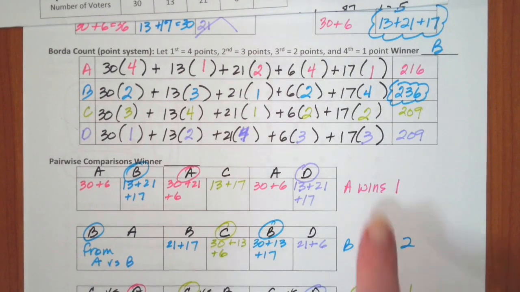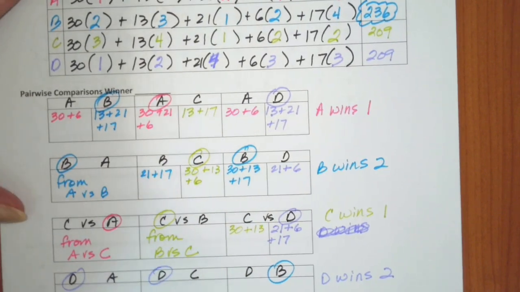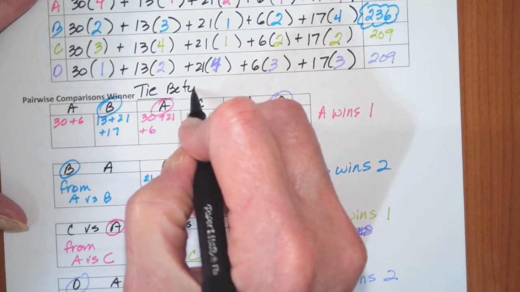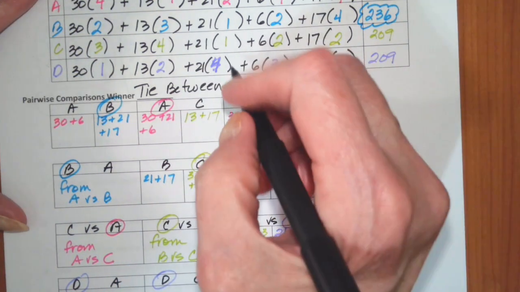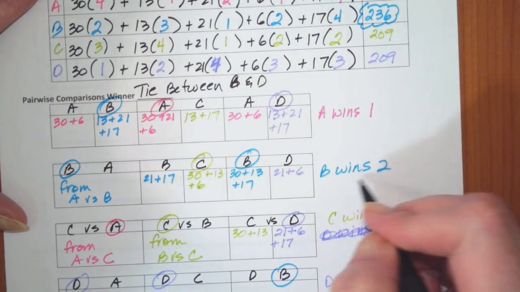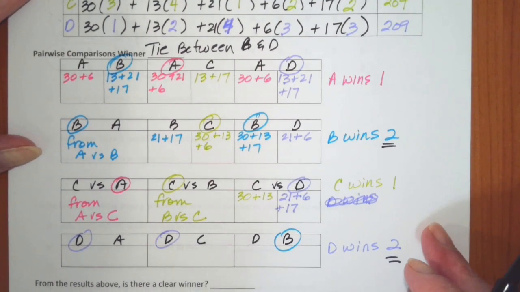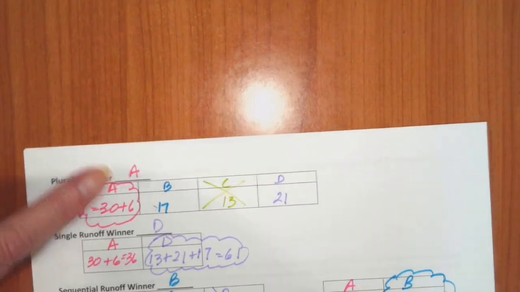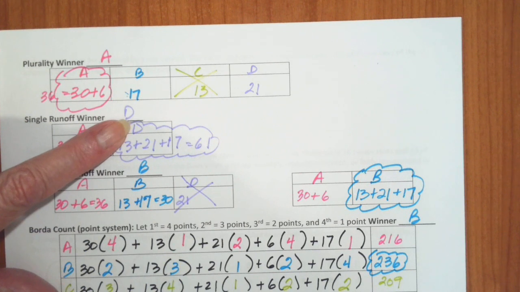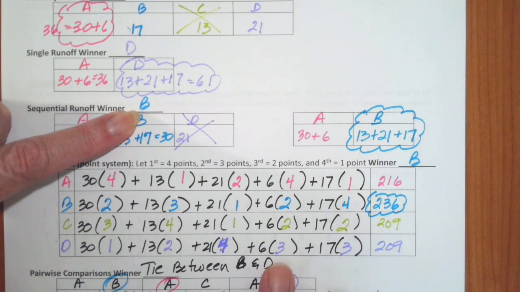So now we've just figured out who won the most. Okay, well, the one that won the most, there is a tie between B and D. B wins 2, D wins 2, so there is a tie between them. Okay, so A won here, B won here, D won here, B won here, and there's a tie between B and D here.